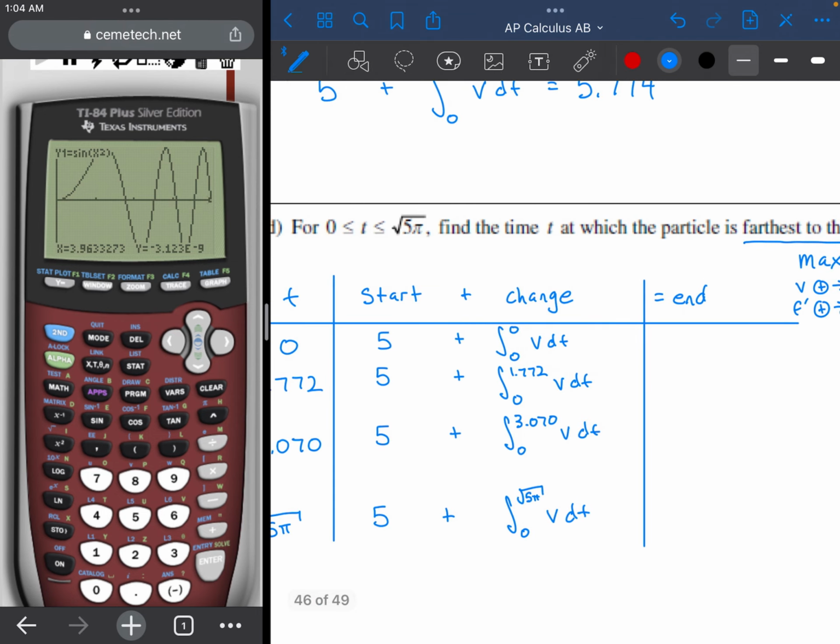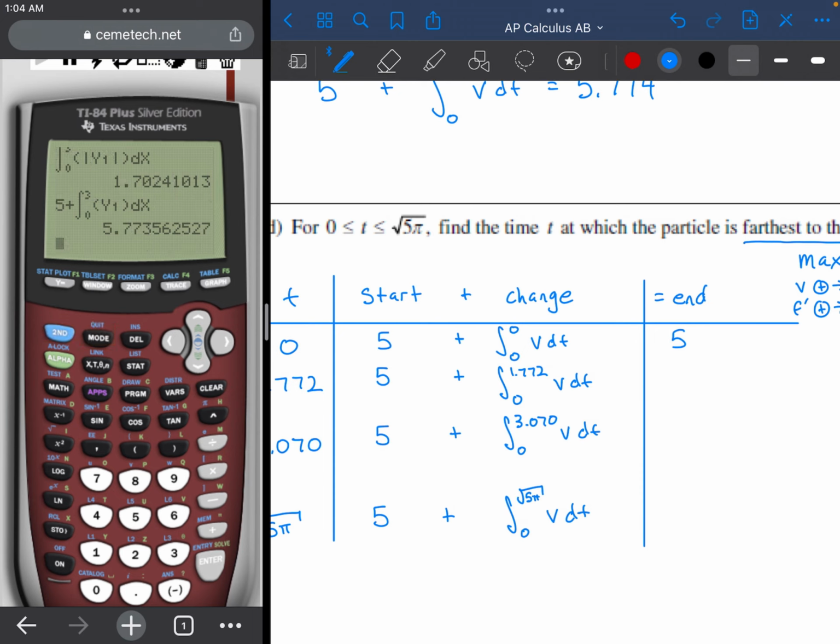Well, the cool thing about the first one is that you don't have to do that integral. It's just 5 because it's 0 to 0, right? So I'm going to come back over here and say the end here is 5. That one was an easy one. And then after that, I need to actually do some math.